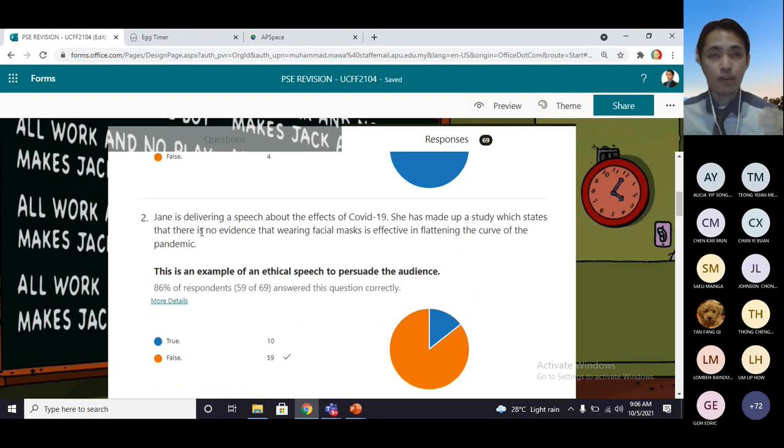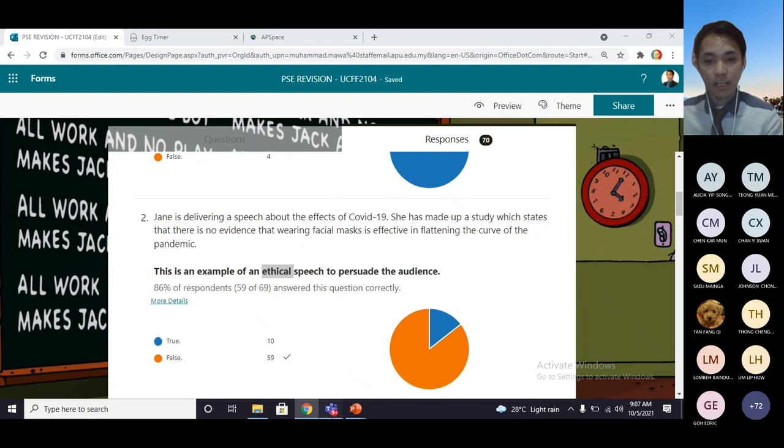Okay, so here, let's say we are giving a speech about the effects of COVID-19. Okay, and you made up a study that states there is no evidence saying that wearing facial masks is effective in flattening the curve. Even though this is a good way to persuade the audience, it's probably not very ethical. You're not supposed to do that, including any information that is false. That is considered unethical.